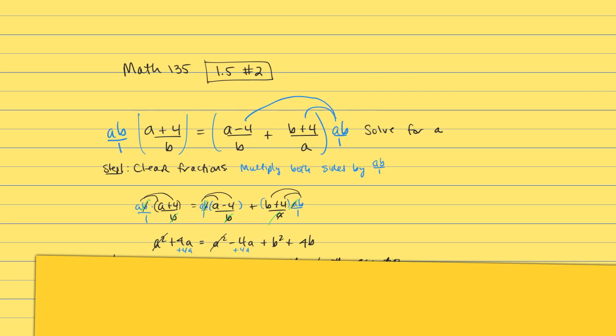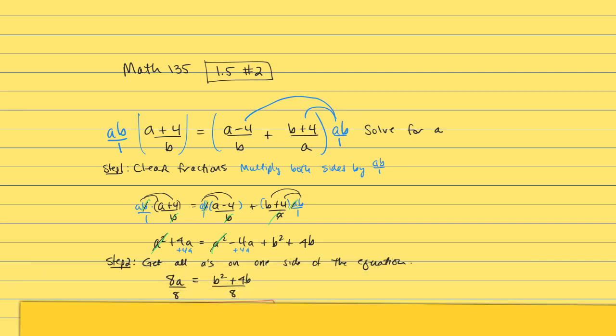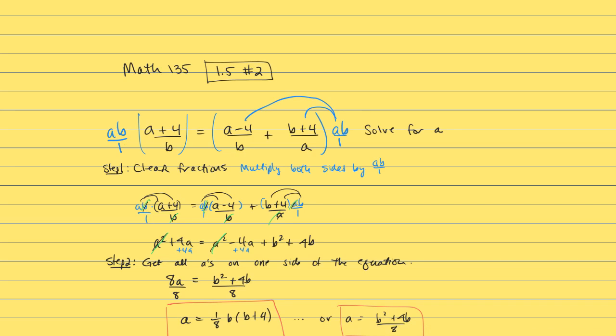So I want to get everything that has an a to the left side. I notice that if I subtract a squared from both sides, those just cancel, and then I'm going to add 4a to both sides. So that would give me 8a is equal to b squared plus 4b, and then we'll just divide through by 8, and we are done.